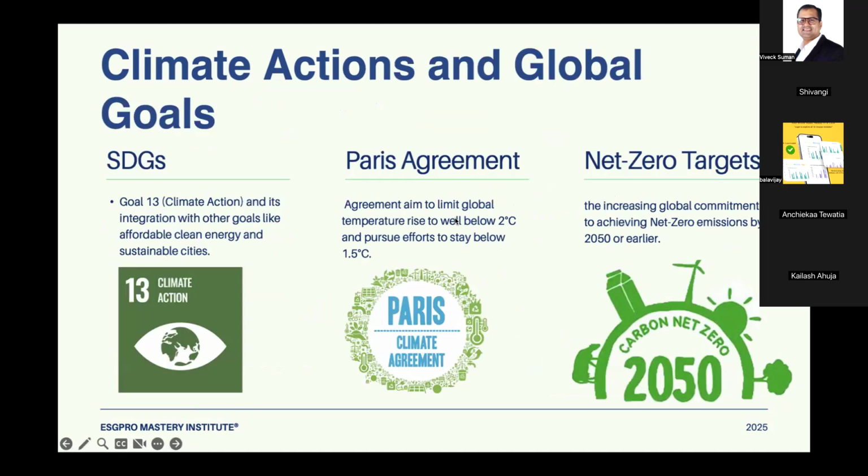Because I am unable to control it, specifically if I'm in steel, cement, a growth area. And that's why SDG goal number 13, which talks about climate action, needs to be considered whenever we talk about climate action and global goals. Second is, of course, the Paris Climate Agreement, which aims to limit the global temperature rise well below 2 degrees Celsius, well below is the keyword, and pursue efforts to stay below 1.5 degrees Celsius.